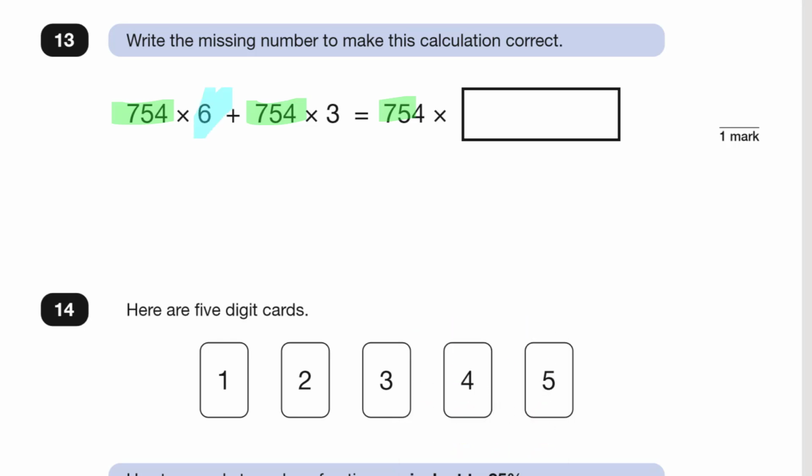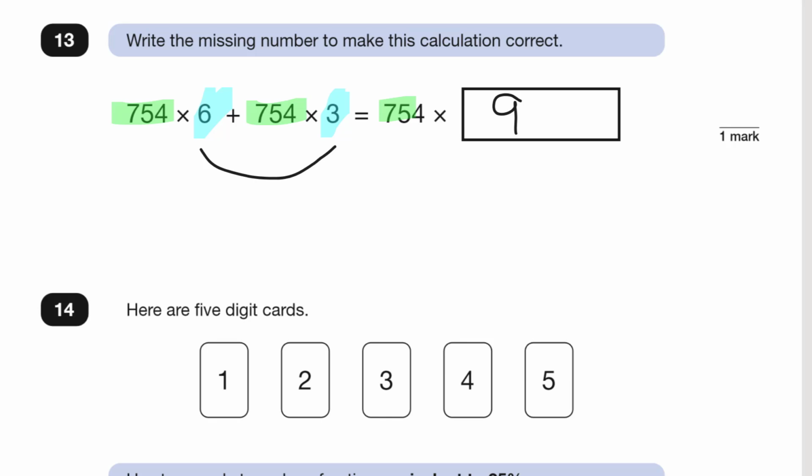We've got 6 lots of 754 and 3 lots of 754. So if we've got 6 lots of the same number and 3 lots of the same number, altogether, how many lots have we got? We've got 9 lots. Look at the 6 and the 3, it's just the same as finding 9 lots. 6 lots of 754 add 3 lots of 754 is the same as 9 lots of 754.